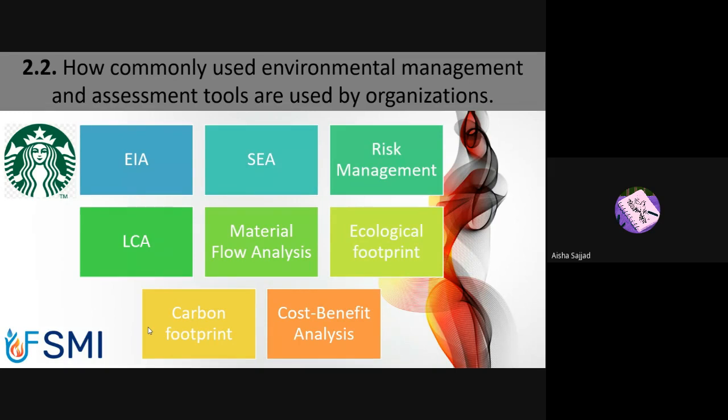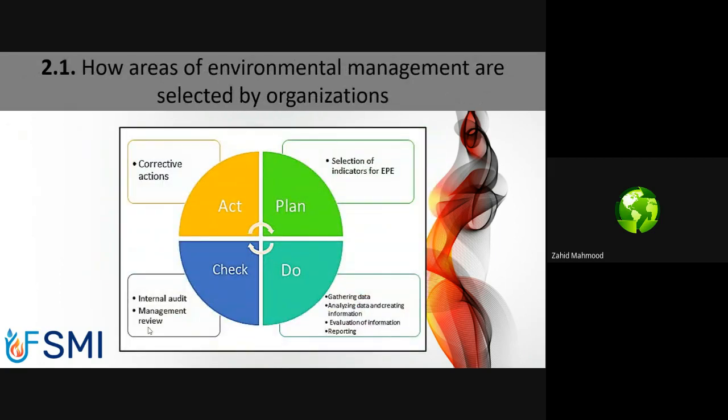Assessment criteria 2.2 says that we want to talk about different tools. Okay, one question related to 2.1, for example: describe how areas of environmental management are selected by the organization. Now, Starbucks has businesses all over the world. As you said, the audit report should be specific to Starbucks. So do we need to target one specific area while preparing our report?